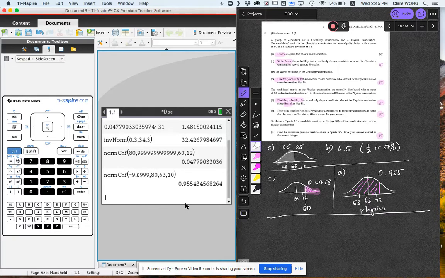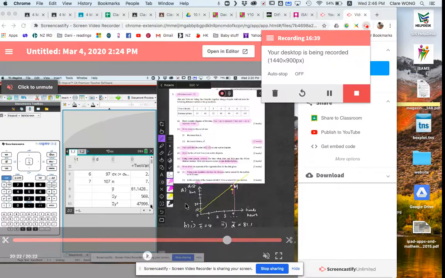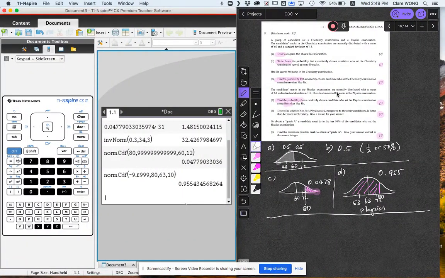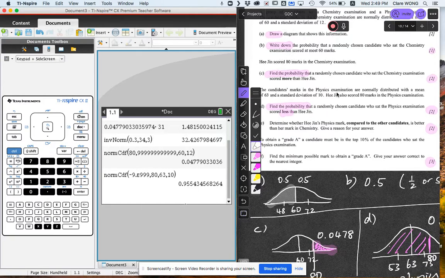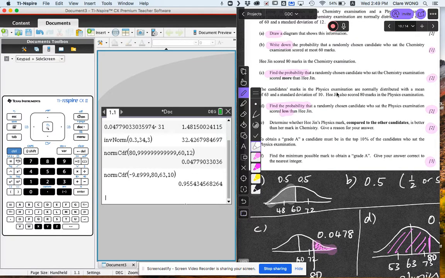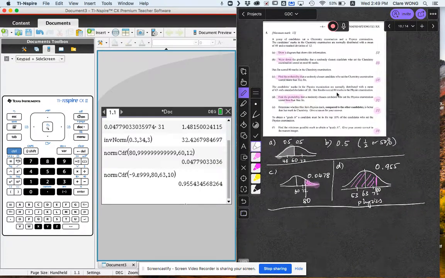Part E. Determine whether Hyun-jin's physics marks compared to other candidates is better than her mark in chemistry, and give a reason for your answer. What do you think? Right, to answer this question, I just realized I have reduced the screen so small you might not be able to tell. So technically it's asking you to compare the two probabilities, when the probability of someone that you selected has a higher score than she does.